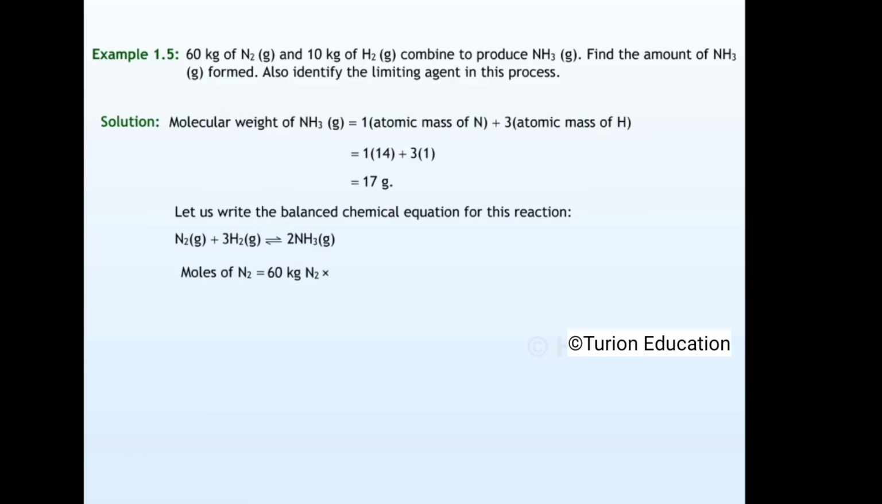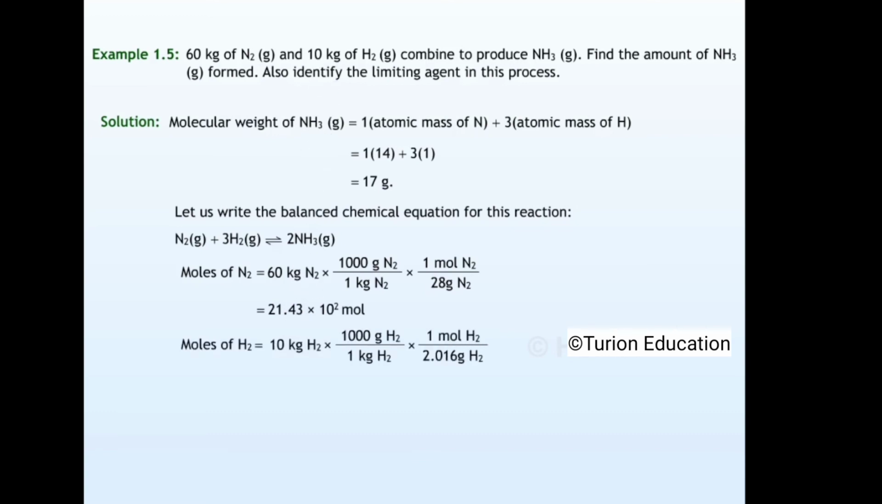Moles of N2 equals 60 kilograms N2 × 1000 grams N2/1 kilogram N2 × 1 mole N2/28 grams N2 = 21.43 × 10^2 moles. Moles of H2 equals 10 kilograms H2 × 1000 grams H2/1 kilogram H2 × 1 mole H2/2.016 grams H2 = 4.96 × 10^3 moles.